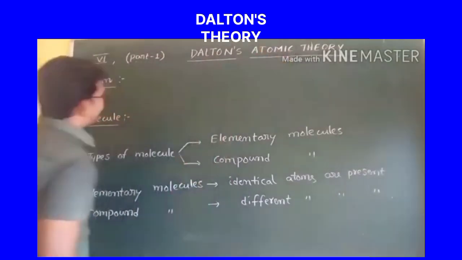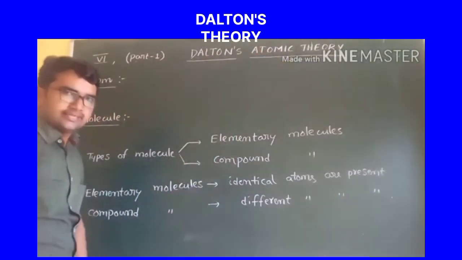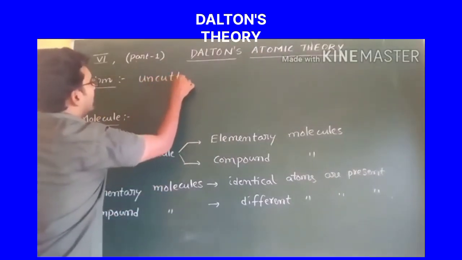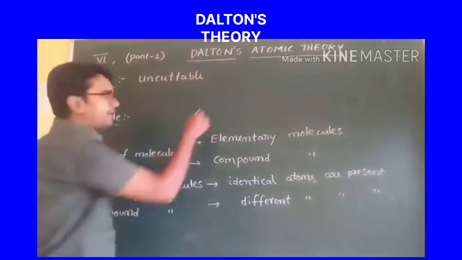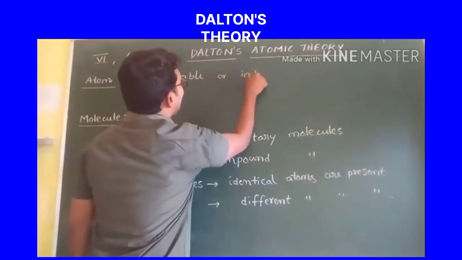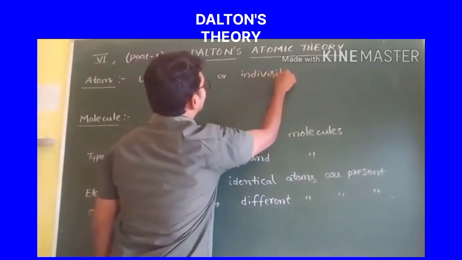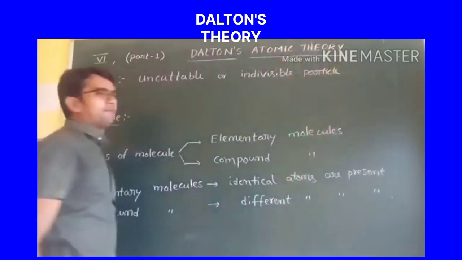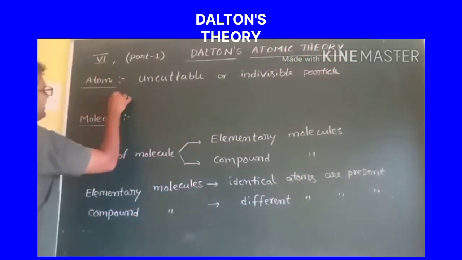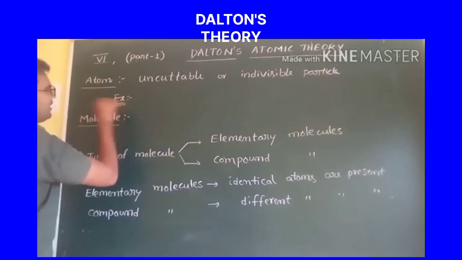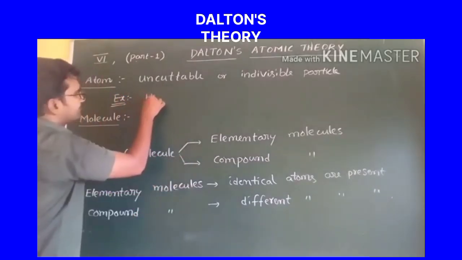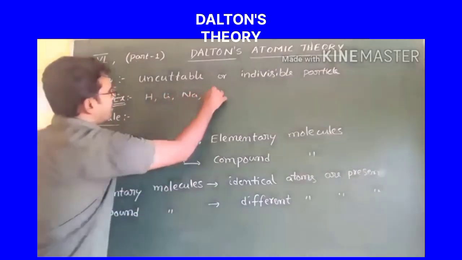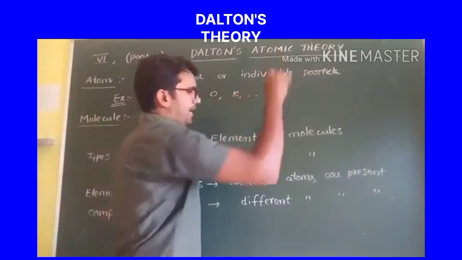Dalton's atomic theory. John Dalton said atom is an uncuttable or indivisible particle. Examples for atoms are hydrogen, lithium, sodium, oxygen, potassium. These are all atoms.